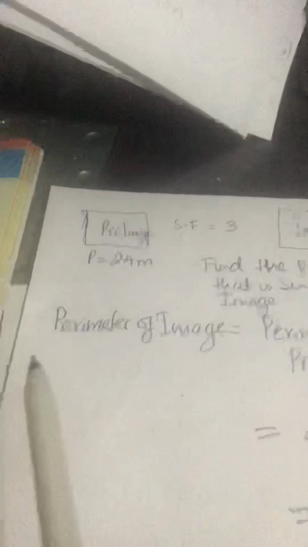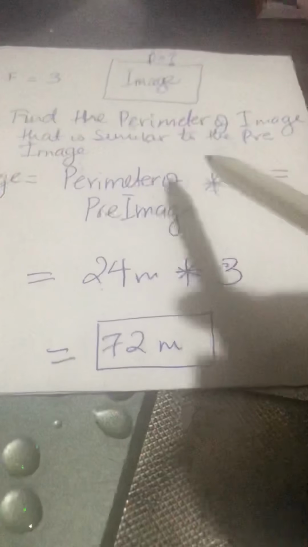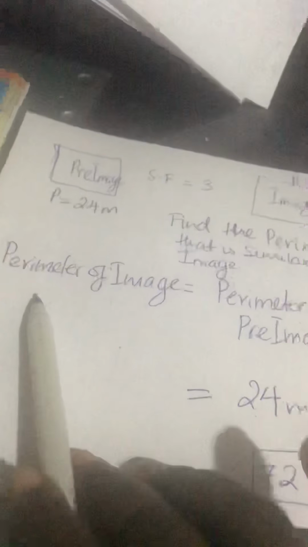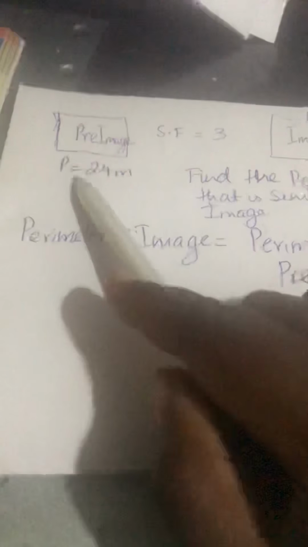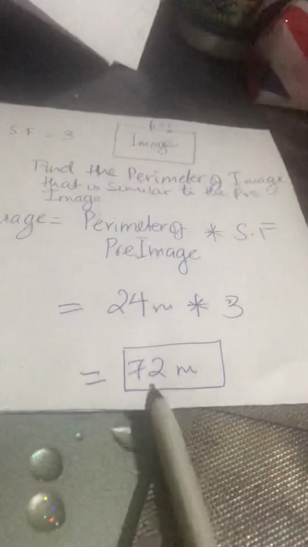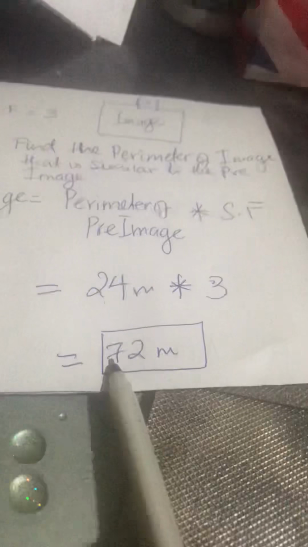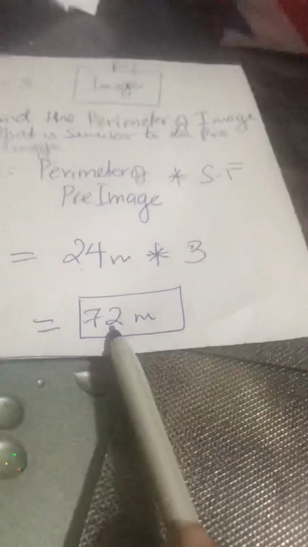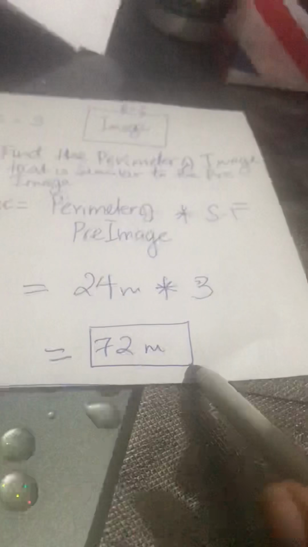Okay, so how do you find the perimeter of the image? We're going to take the perimeter of the pre-image and multiply it by the scale factor, and this will give us the perimeter of the image. The perimeter of the pre-image according to this question is 24 meters, and we multiply by the scale factor, which is 3. We should have units because we are finding perimeter. So 24 times 3 gives us 72 meters, and this is our answer.